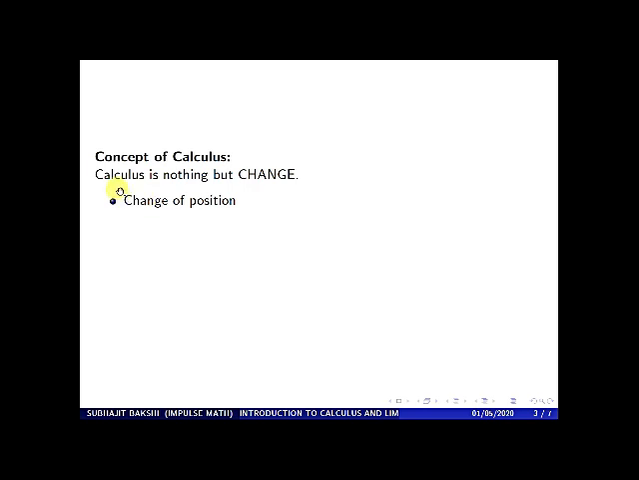So now we come to the concept of calculus. Calculus is nothing but change. It can be anything. Maybe it is the change of position, maybe it's the change of time, maybe it's the change of length, and so on.